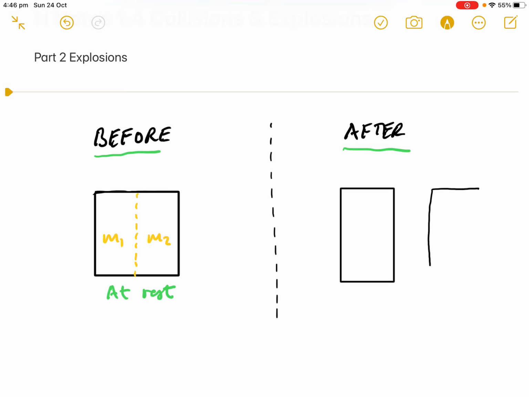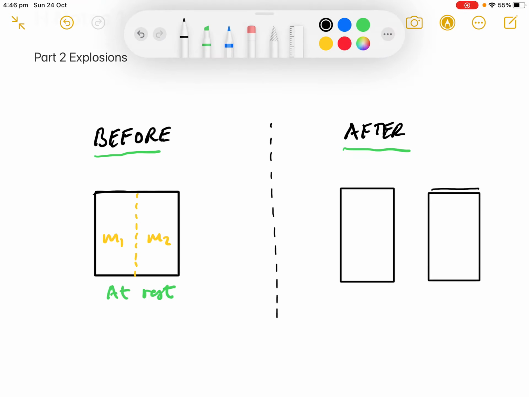Now in a real bomb, of course, there would be thousands of fragments, but in our explosions, we are keeping them really simple. We are imagining only two fragments. You'll be glad to know. Right, there we go.